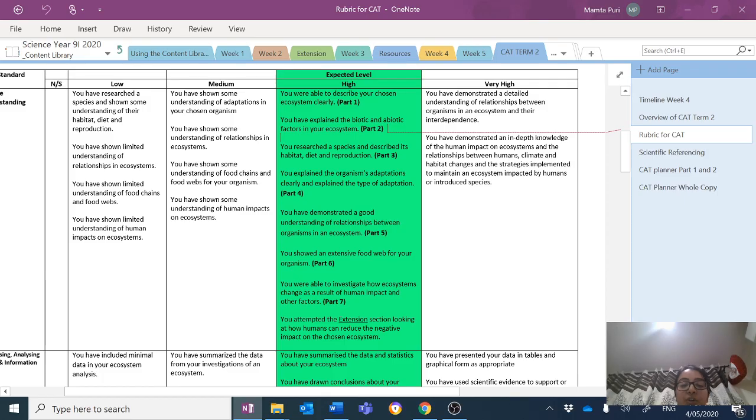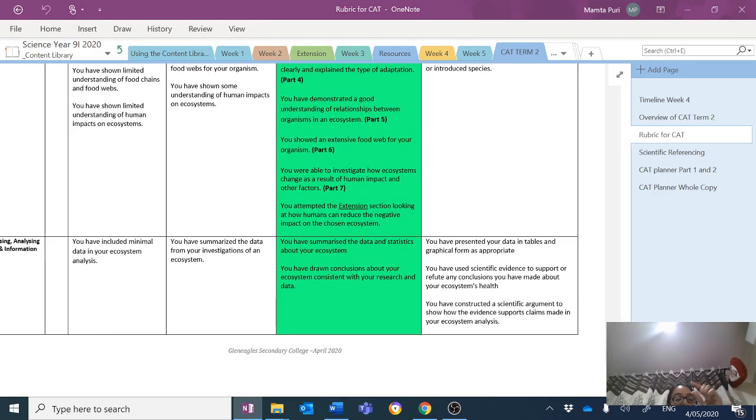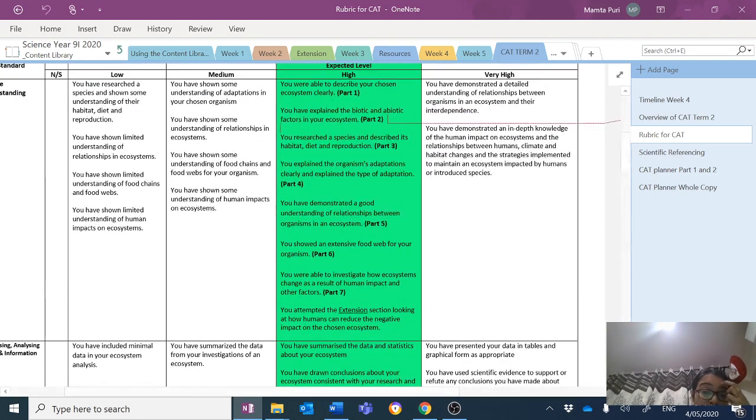Part three, you researched a species and described its habitat, diet, and reproduction. Make sure you cover all the points of this species. Part four, and so on. Part five, part six, part seven. And if you are attempting the extension section, I will comment on that separately. All right, so this was just one part.